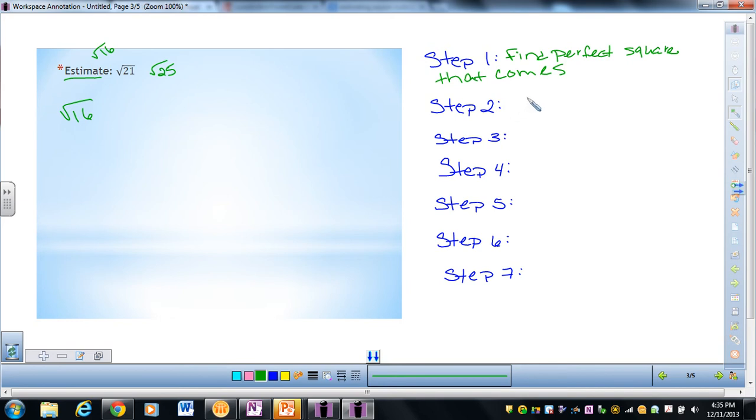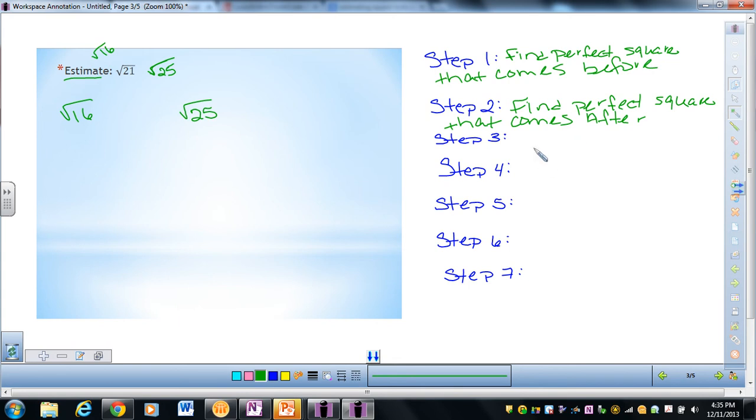Step 2 tells me to find a perfect square that comes after what I'm being asked to estimate. And I already found that when I said, oh, I know that the square root of 25 is a perfect square, and that was close. So there is my before, and there is my after. Okay?